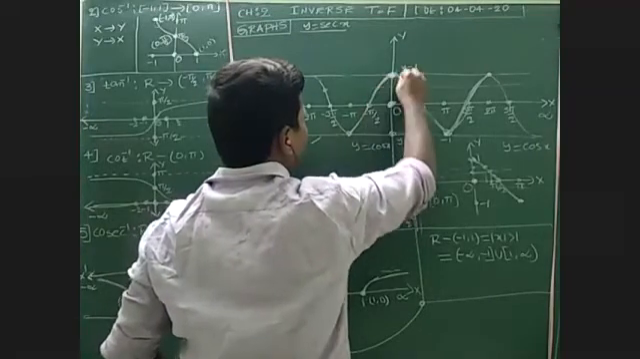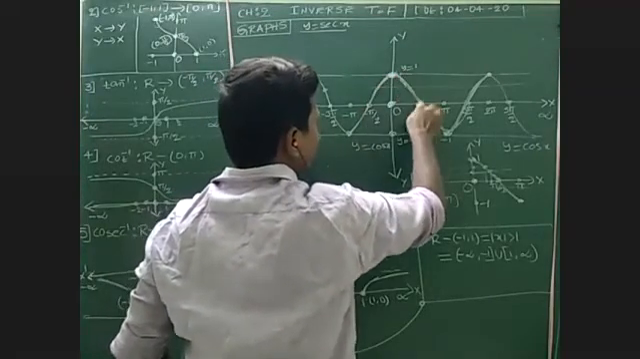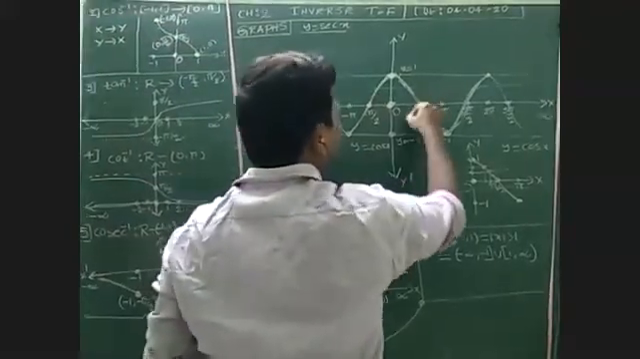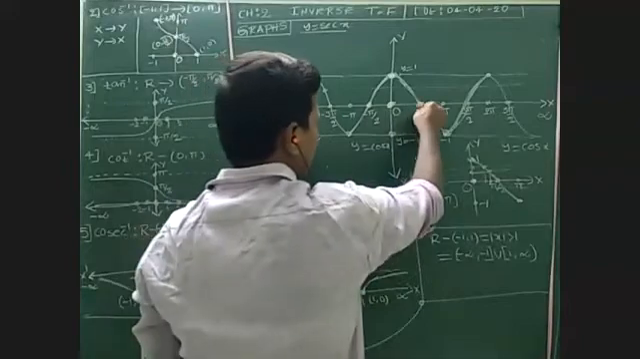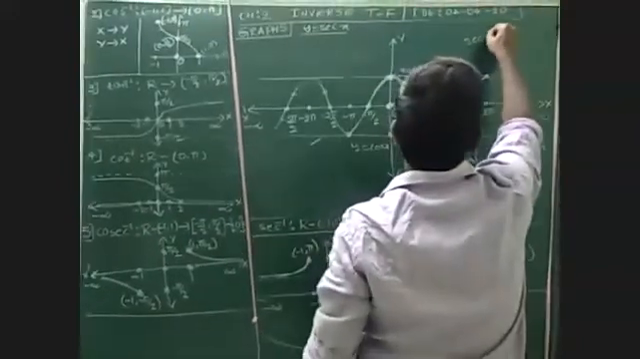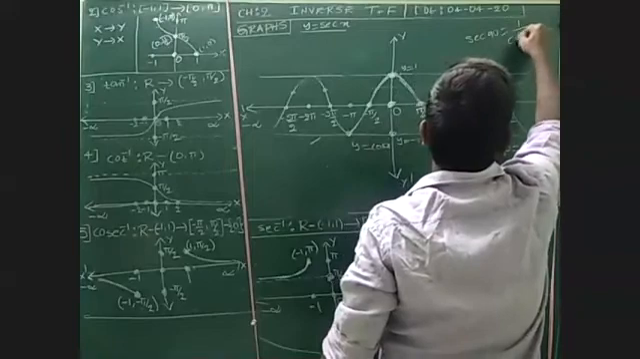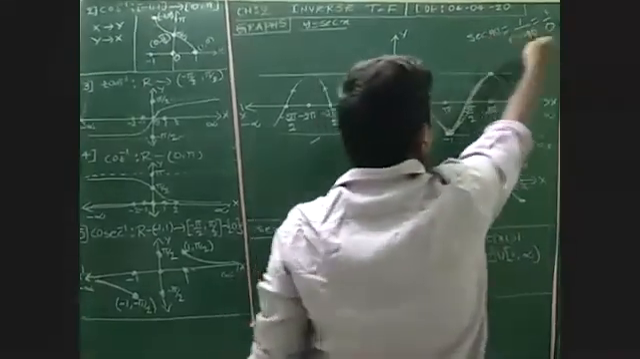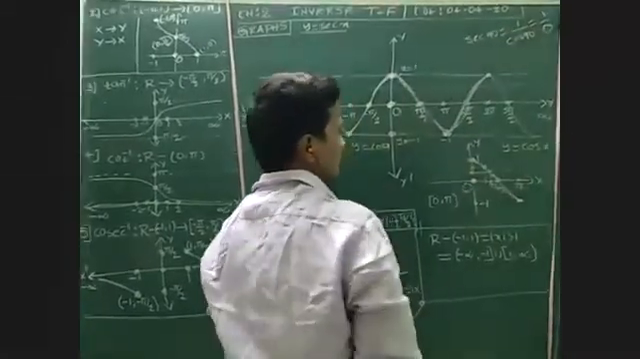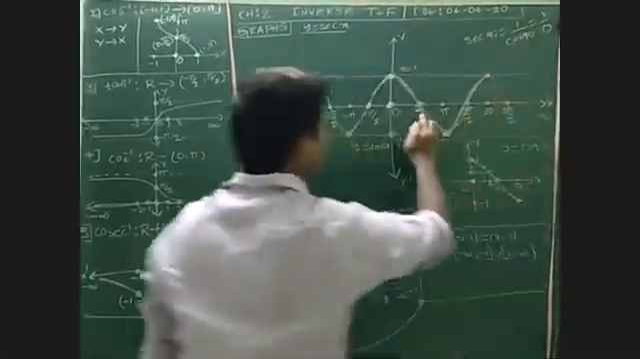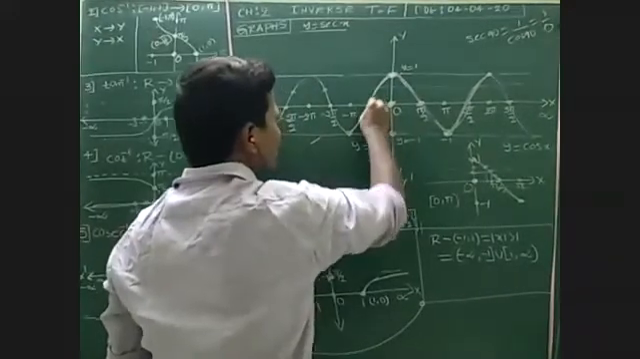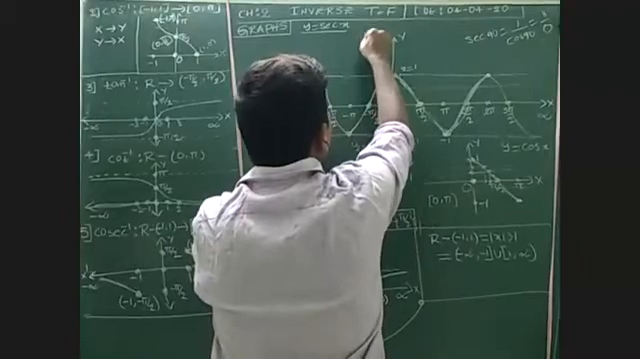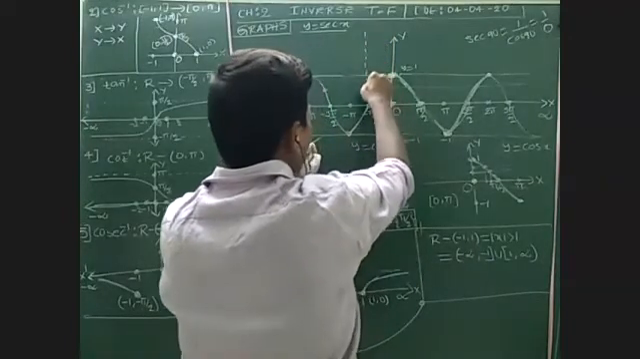What is secant 90? Secant 90 value. What is secant 90? Undefined. Yes or no? Secant 90 is 1 by cos 90. Cos 90 is 0, so 1 by 0. So see, 1 by 0 is undefined, infinite. So secant 90 is undefined. Secant minus 90 also undefined. So look at here, I want to draw nothing but infinite.